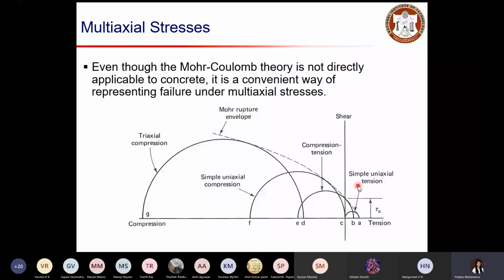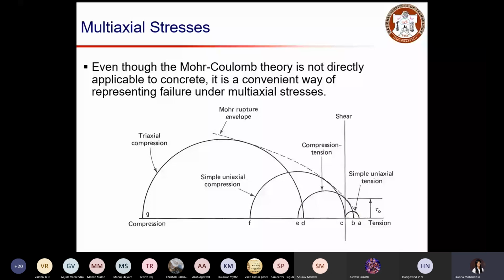So you can see on the right side you have tension and on the left side you have compression. So when you have simply uniaxial tension, your stress and strain will be less. Because the concrete is not good in tension, less stress will be sufficient to fail your concrete. So that's why your stress level is very less when you have a simple uniaxial tension.